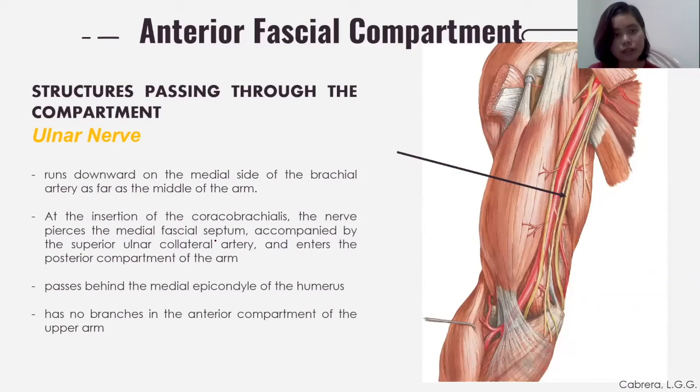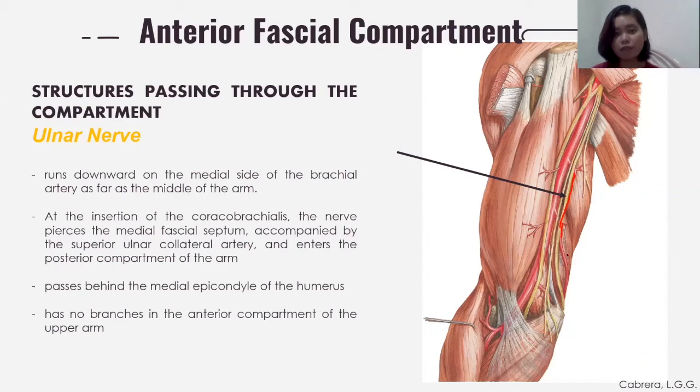Second to the last structure is the ulnar nerve, and it runs downward on the medial side of the brachial artery as far as the middle of the arm. So, ito pong ulnar nerve, located on the medial side of the upper arm, and at the insertion of the coracobrachialis muscle, this nerve pierces the medial fascial septum accompanied by the superior ulnar collateral artery, which is yung nabanggit ko po kanina, which is a branch of the brachial artery, and ina-accompany niya po itong ulnar nerve and enters the posterior compartment of the arm.